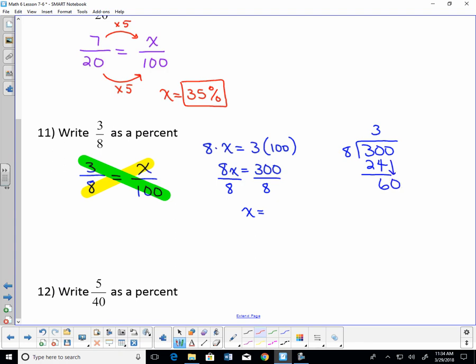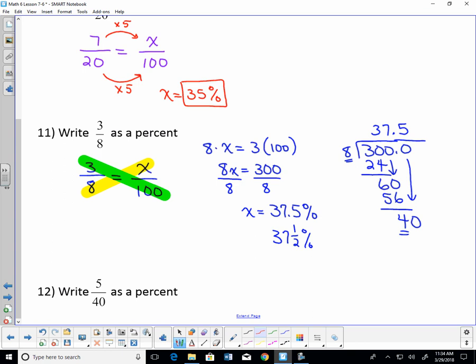8 times 7 is 56, with 4 remaining. Annex an extra 0. Bring my decimal point straight up, and 8 goes into 40 5 times. So x will equal 37.5%. Or if you wanted to, you could have looked at this and said, oh, 4 over 8 is 1/2, so this is 37 1/2%. Same thing.